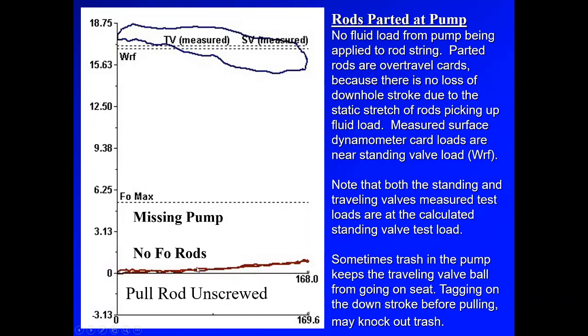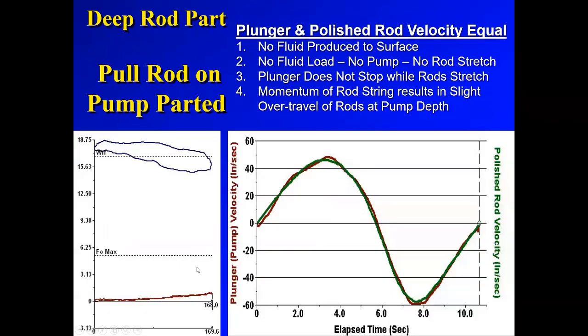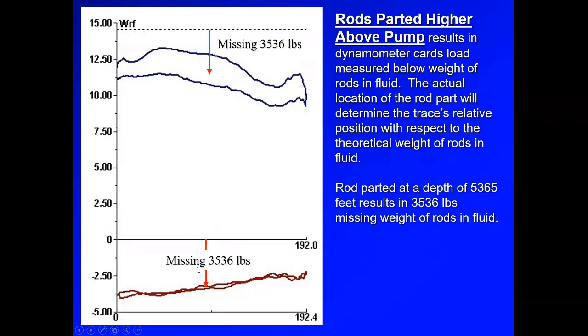So the rod string was complete, but it was parted or disconnected right on the pump. So there will again be a flat dyno card on the zero load line. Normally you see plunger and polish rod velocities being very similar in this case.